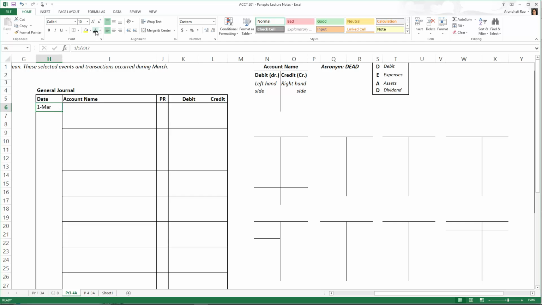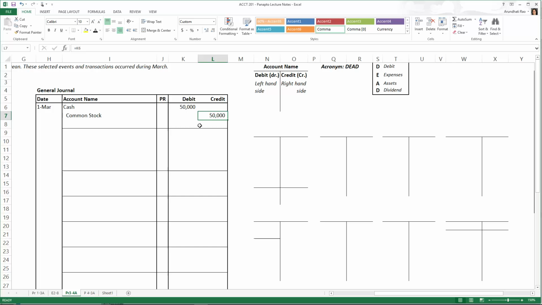Our transaction took place on March 1st. The account that was affected was cash. My cash increased. Cash is an asset. I increase it with a debit. So in the debit column, I put $50,000. Common stock is an equity account that increases with a credit. Okay, so we're done with our first journal entry.